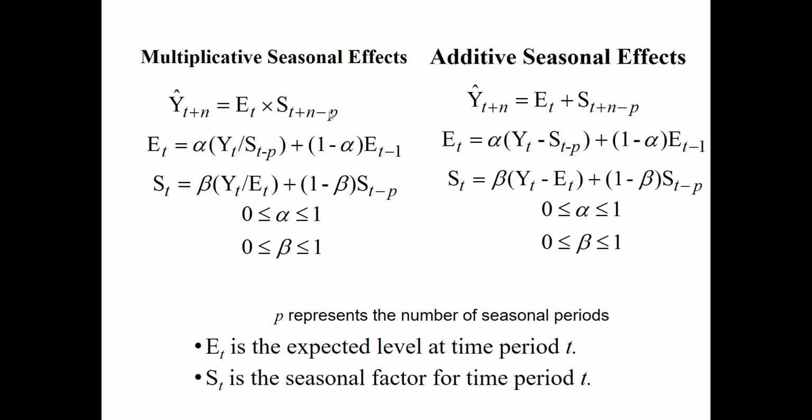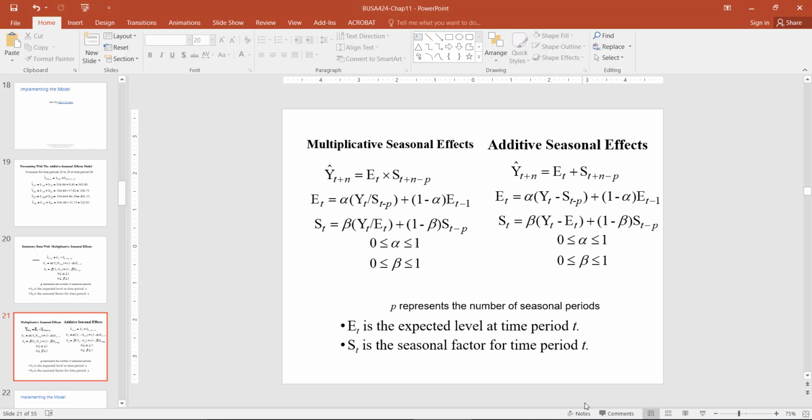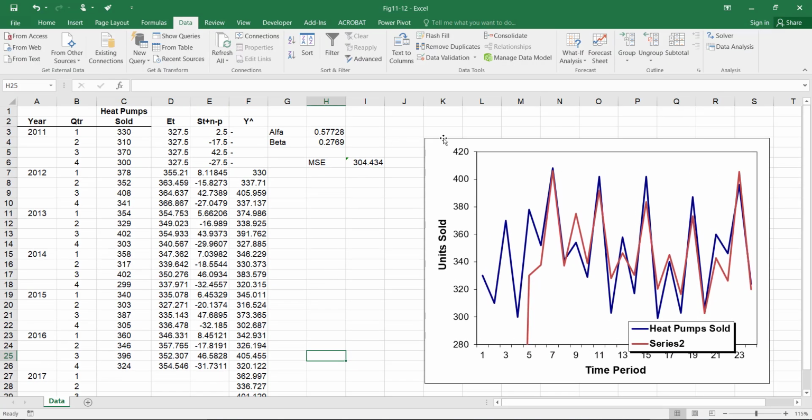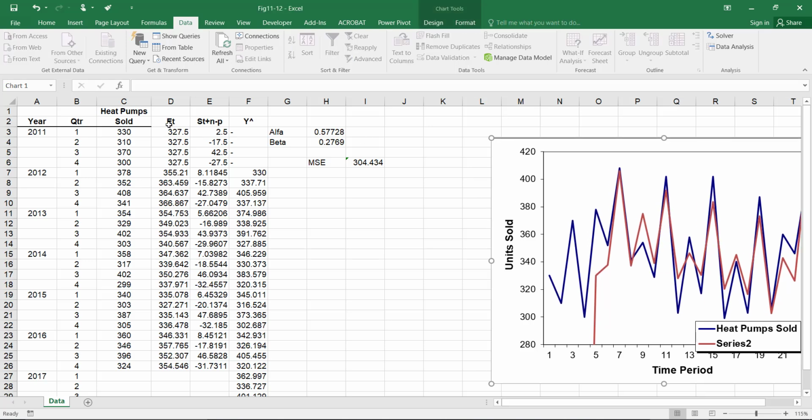So if we compare the multiplicative versus the additive, you can see that in the multiplicative we have a multiplication sign here, and here we have the additive sign. In the multiplicative we have a divide here, but we have a subtraction here. So let's do the example that we had for the additive and see the value that we can get for this. So let's use ET and ST.